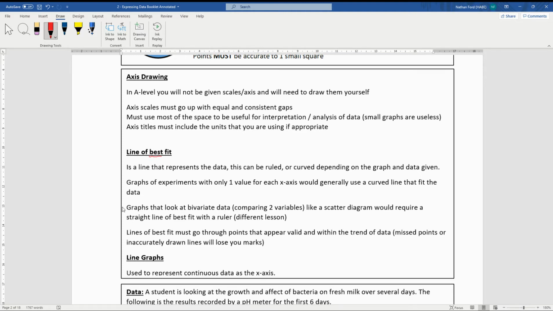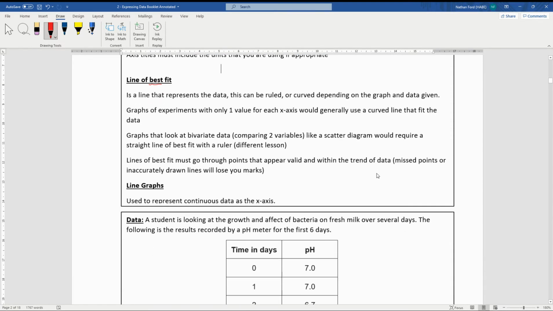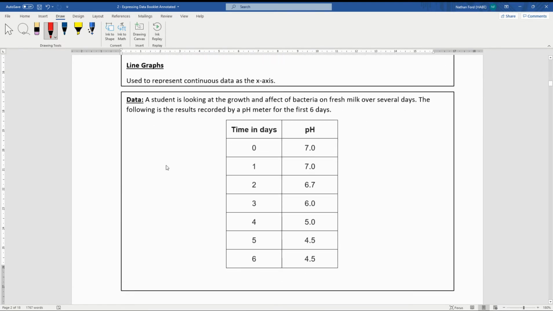So, all we have to do is think about it. If it looks like a curve, it needs to be a curve. If it doesn't look like a curve, and it looks like a straight line, it's a straight line. There's another video that we'll be doing on scatter graphs and scatter diagrams. That is where you use a straight line, and there are other things going on because of the type of data it is, but that's something we'll come to later. So first off, I've got an I do section here.